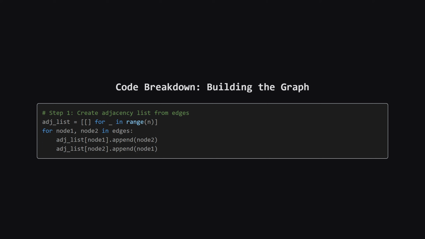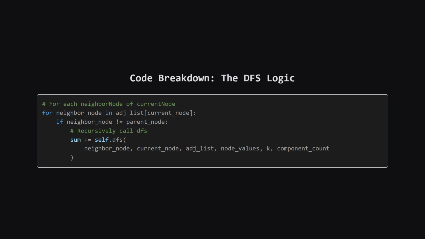First things first, we need to represent our tree in a way the computer can traverse. We take the list of edges and turn it into an adjacency list. This just means for every node, we have a list of its neighbors. This lets us easily jump from one node to the next. Inside our recursive function, we loop through all neighbors. Since it's a tree, we make sure not to go back up to the parent. We only want to go down to the children.